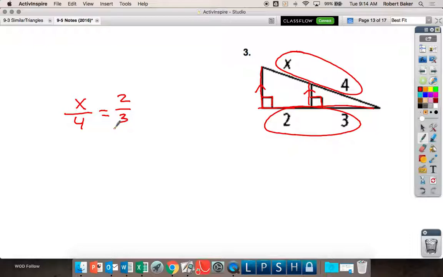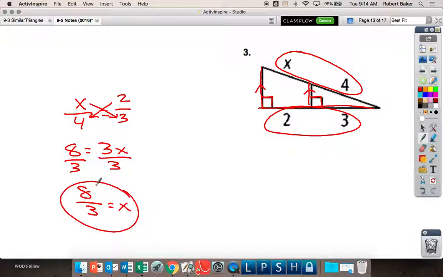So 2 times 4, 8, equals X times 3. Divide both sides by 3. And you can just leave it like that. 8/3 equals X. Or 2.66666. Doesn't really matter.